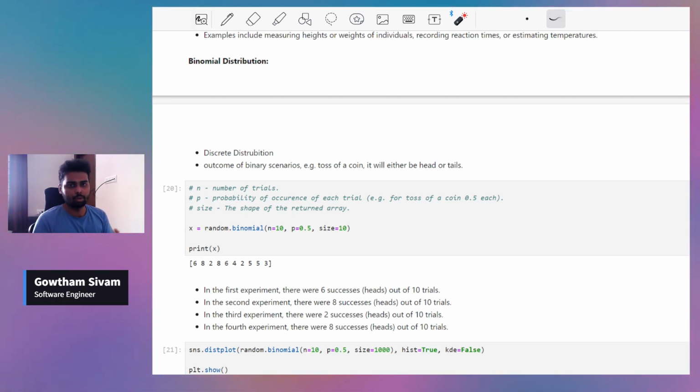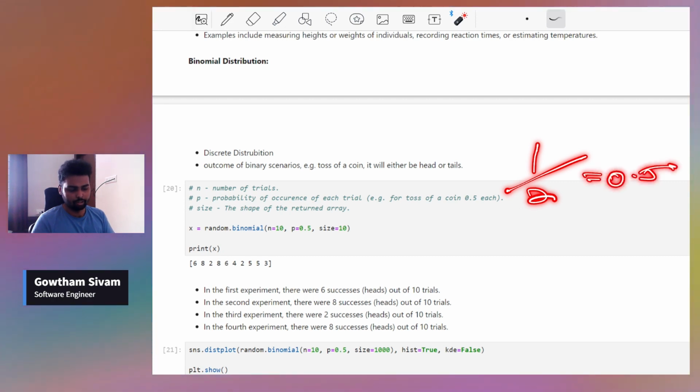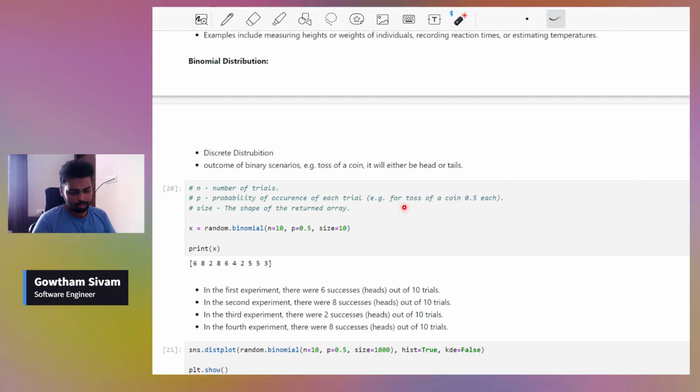It is half, right? 1 by 2. If there are two options, 1 by 2, which is equal to 0.5. That is what they have mentioned. Toss of a coin to be something is 0.5 each. Okay, that is what binomial distribution is.